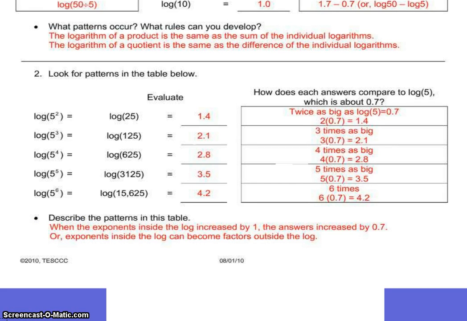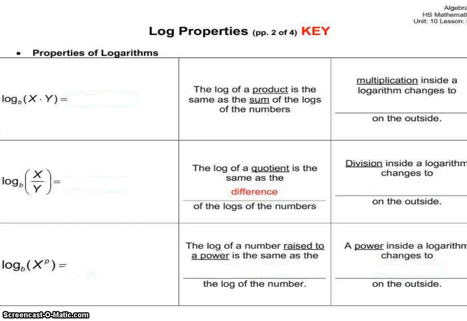Now remember, pause your video here if you need to write all this down. Okay, let's go to the next page so we can come up with some of the rules. If I have log base b of x times y, what did we deduce on the first sheet? We were going to add logs as long as they're in the same base. So the log of a product is the same as the sum of the logs of the numbers. Multiplication inside a log changes to addition outside of the log. And division inside the log turns into subtraction outside a log.